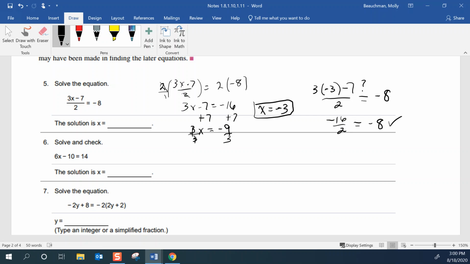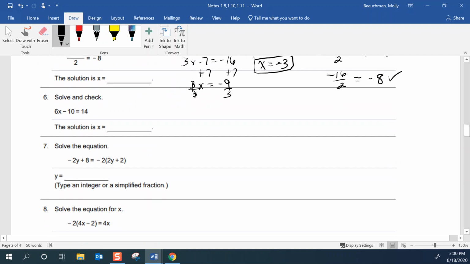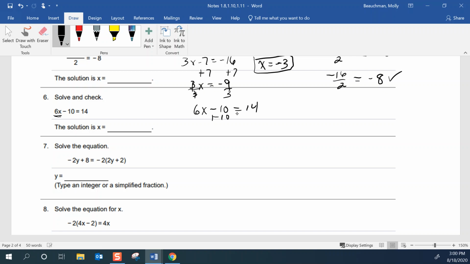Okay. Next, we have another equation. This one has just a few steps. We have 6x minus 10 is equal to 14. Our goal is to isolate the x. So the first thing we're going to do is add 10 to both sides. So we have 6x minus 10 equals 14. Add 10 to each side.